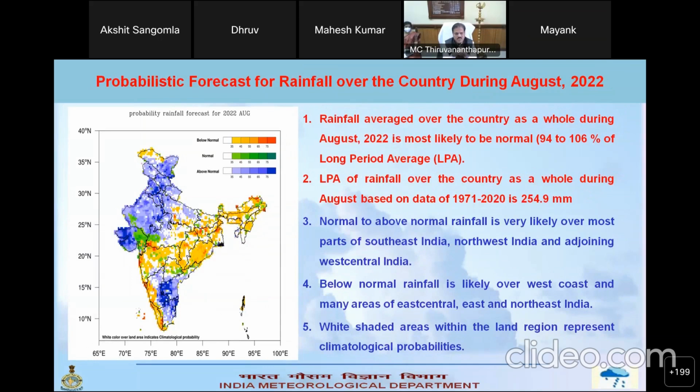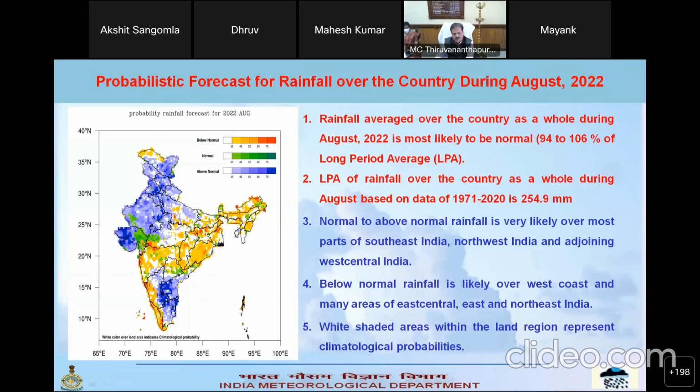Now, if you look at the probabilistic forecast for rainfall over the country during August, again in this diagram, northwest India, west central India, and many parts of southern India, except the west coast of course, are expected to have above normal or normal rainfall activity. Whereas in east central India, we can expect below normal rainfall activity, in some parts of Maharashtra also, and here also the northeastern states. So there is a mixed trend about certain parts of eastern India.